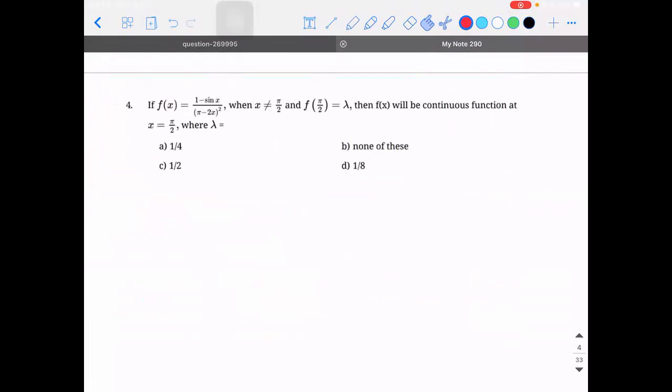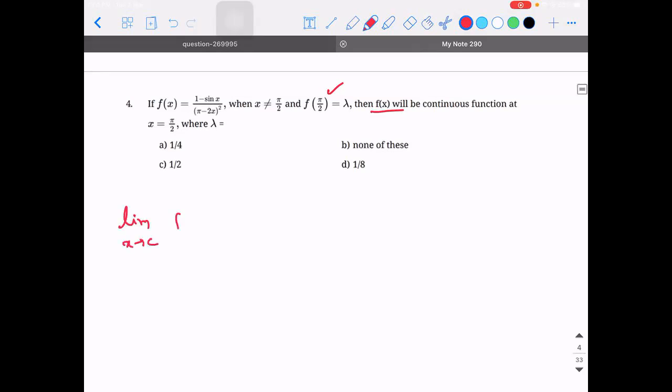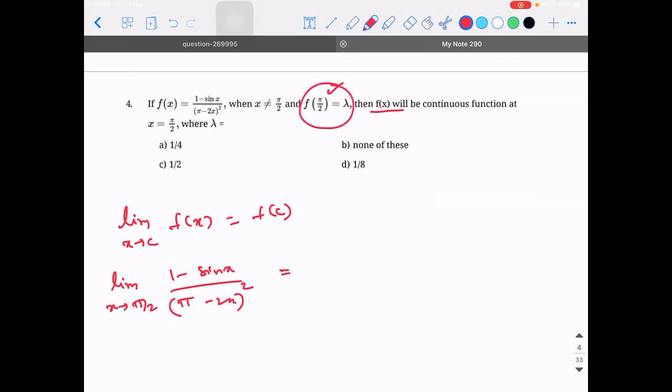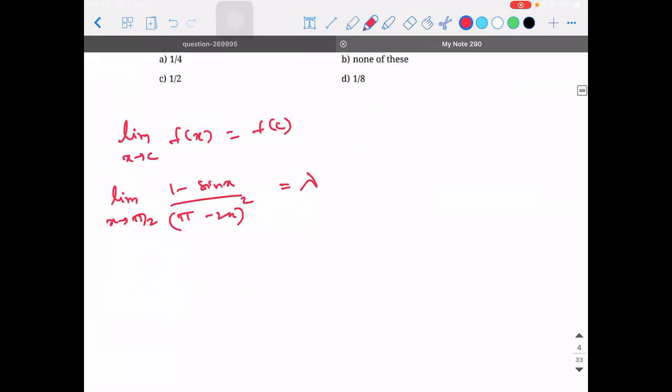If f of x is equal to (1 minus sin x) divided by (pi minus 2x) the whole square, where x is not equal to pi by 2, and f of pi by 2 is lambda, then f of x will be a continuous function at x is equal to pi by 2, where lambda is how much? For a function to be continuous, limit x tends to c of f of x should be equal to f of c. This is the basic definition given in your textbook. So limit x tends to pi by 2 of (1 minus sin x) divided by (pi minus 2x) the whole square should be equal to f of c. f of c is lambda. So how to solve this?